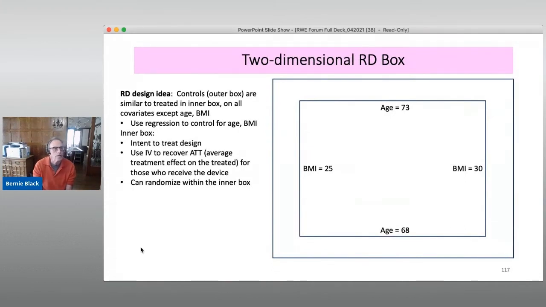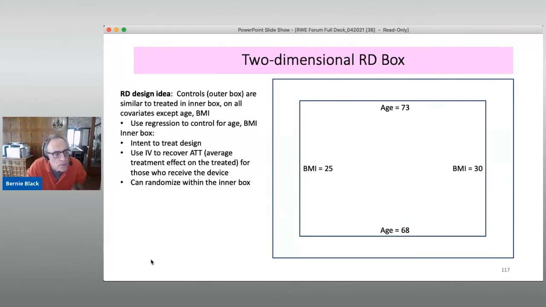So here's the idea. Inside the box, you're eligible. Maybe randomized, ideally randomized, maybe not. Inside the inner box. The outer box is people who are going to be observationally similar, except on these two dimensions, except on the running variables, except on BMI and age. We control for those with regression, okay? And so the core idea is if you're BMI 24.5, you look just like someone who's BMI 25.5, as long as we control for BMI. And therefore, the estimates we get for people inside the box carry over outside the box.